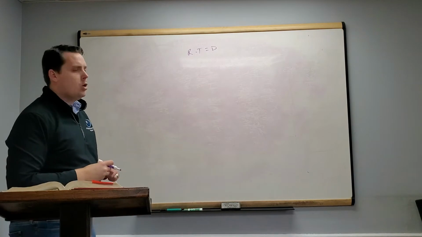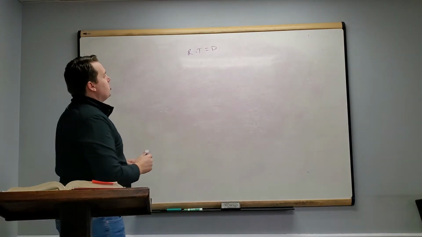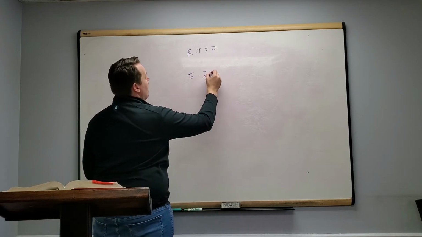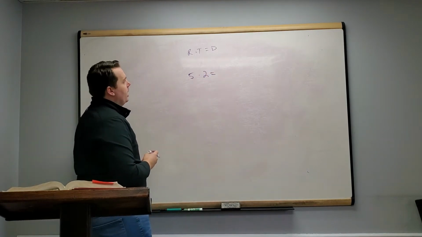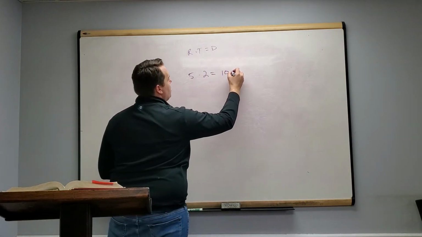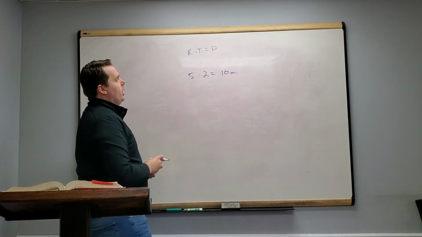What do I mean by that? Good question. So let's say I'm traveling at 5 miles per hour and I'm traveling for 2 hours. How many miles did I go? 5 miles per hour times 2 hours. I traveled 10 miles, okay?